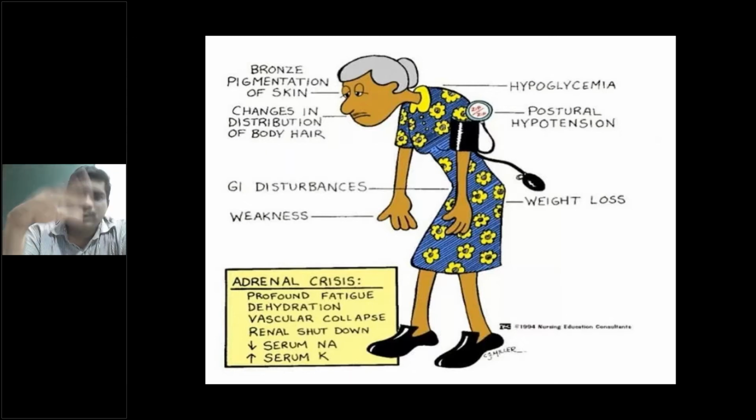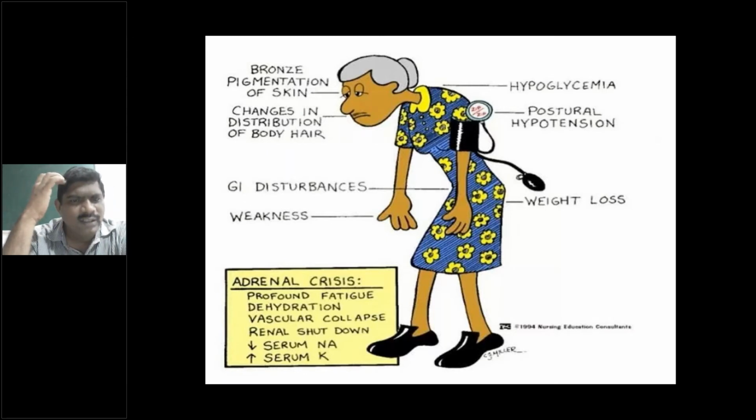And let's see once again the functions: reabsorption of sodium from the distal renal tubules, increased excretion of potassium from the distal renal tubules, increased excretion of hydrogen ions from the distal renal tubules, increased water reabsorption along with sodium, and decreased sodium content of sweat, saliva, and other secretions. It acts as a long-term regulator of blood pressure.